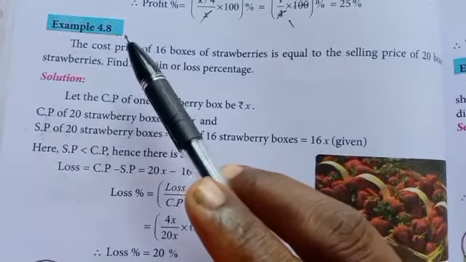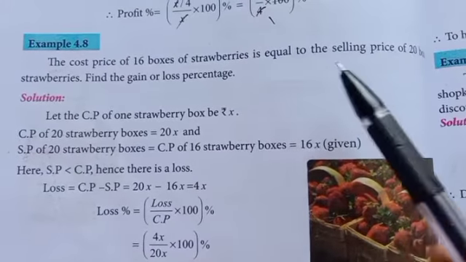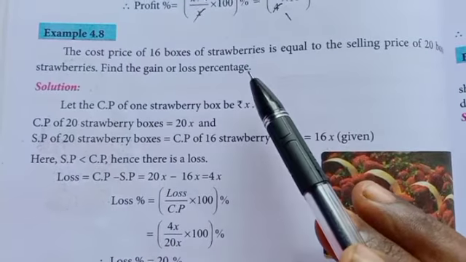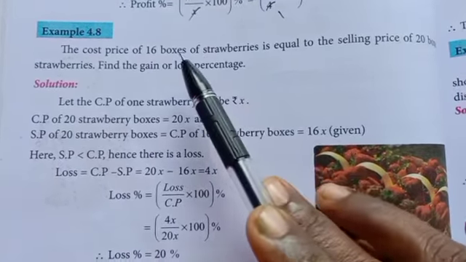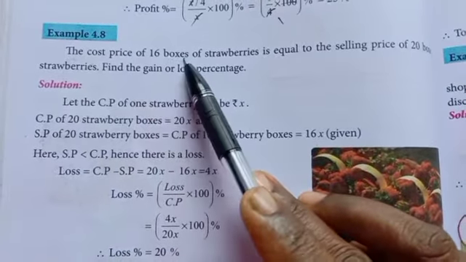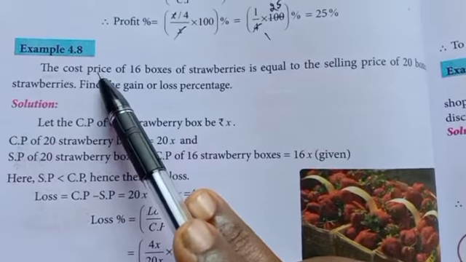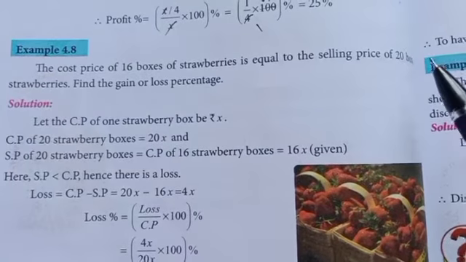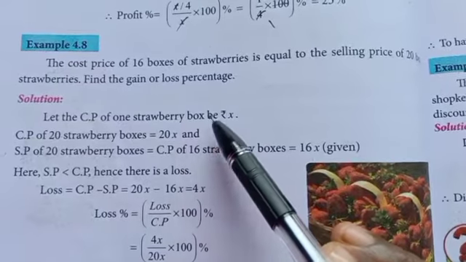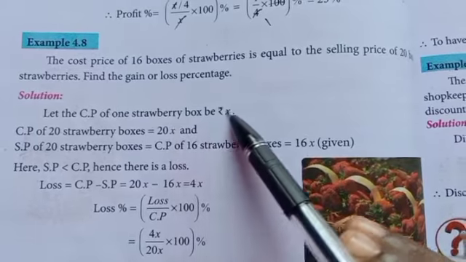Example 4.8. This is an important problem. The cost price of 16 boxes of strawberries is equal to the selling price of 20 boxes of strawberries. Find the gain or loss percentage. What is given? CP of 16 boxes is equal to SP of 20 boxes. CP is unknown. So let the CP of one strawberry box be X.